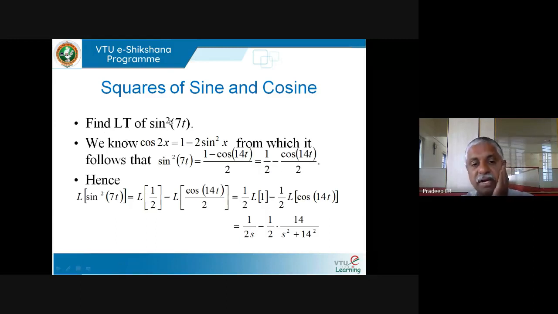Instead of sine square, if you had cos square, also a similar formula: cos 2x is 2 cos square x minus 1. That's what I would have used. Basically, the idea is I know integration of cos 2x. I exploit that to find the integral of cos square or sine square. Basically, this formula is the underlying thing which helps you to solve this problem.